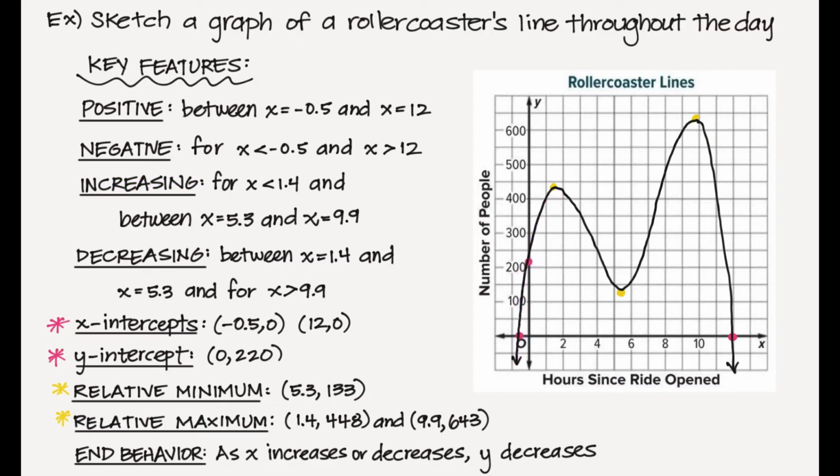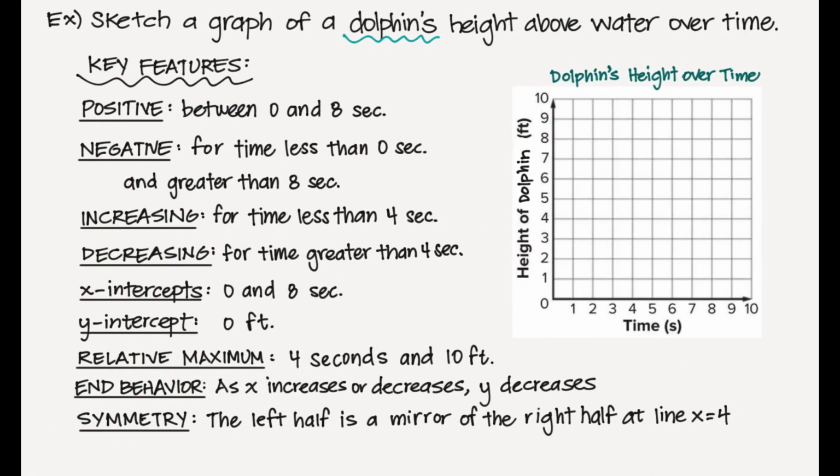The final aspect we need to check is the end behavior. It says as x increases or decreases, y is always going to decrease. So let's check it out. As x is decreasing, that means as the x values are getting smaller, it looks like in my graph that the y values are also decreasing. And then as the x values are increasing, the y values are also decreasing there at the very end. So my graph looks pretty good. That's the sketch that I was able to make.